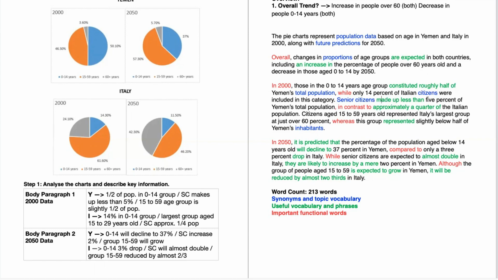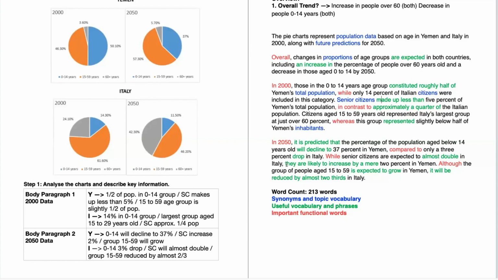We see "made up less than," "approximately a quarter of," and "represented." Then in our last paragraph, like I said earlier, "it is predicted." Then we see the active. So "it will decline to." "Drop" is a great way to talk about a decline. "Almost double." So notice how I used approximately, roughly. Here I went ahead and used almost.